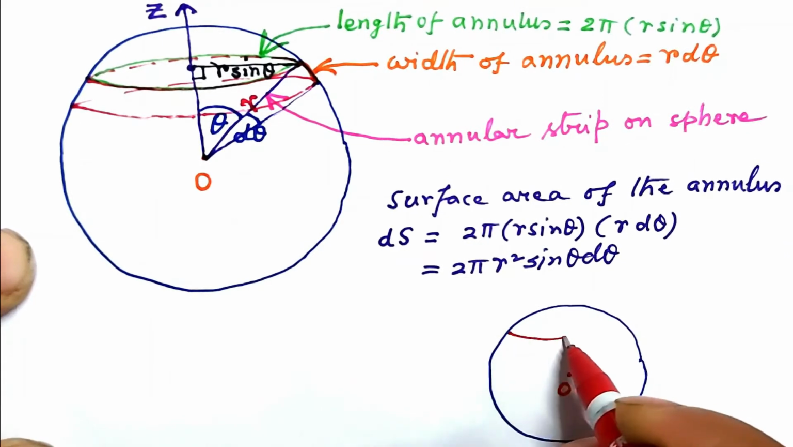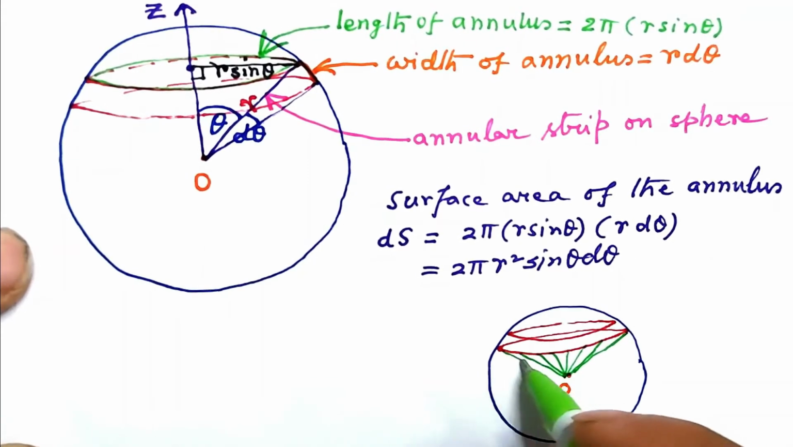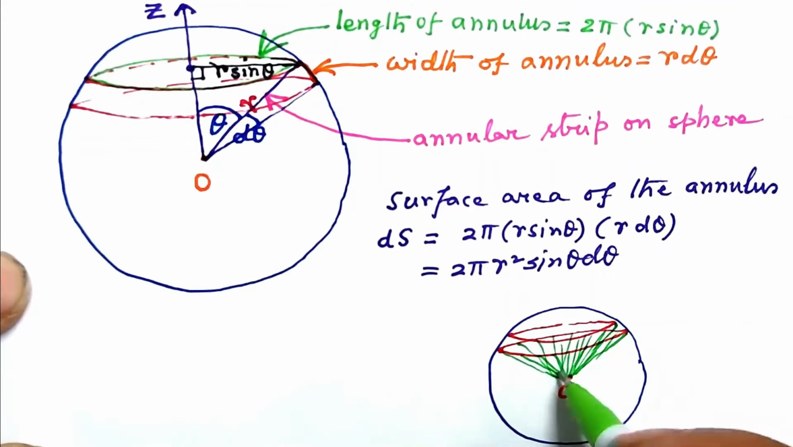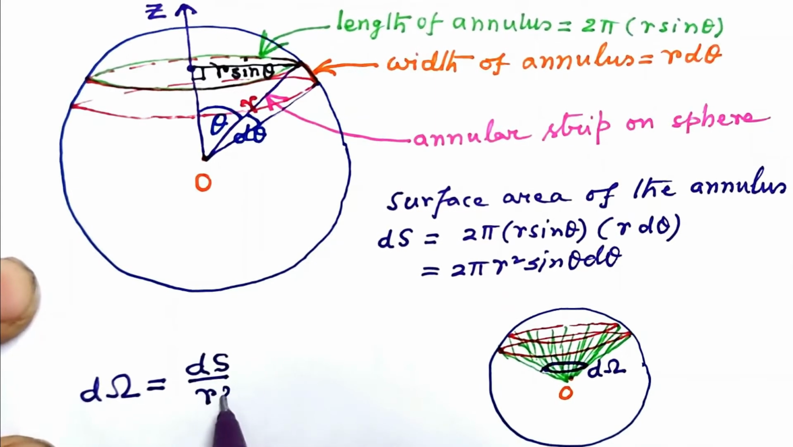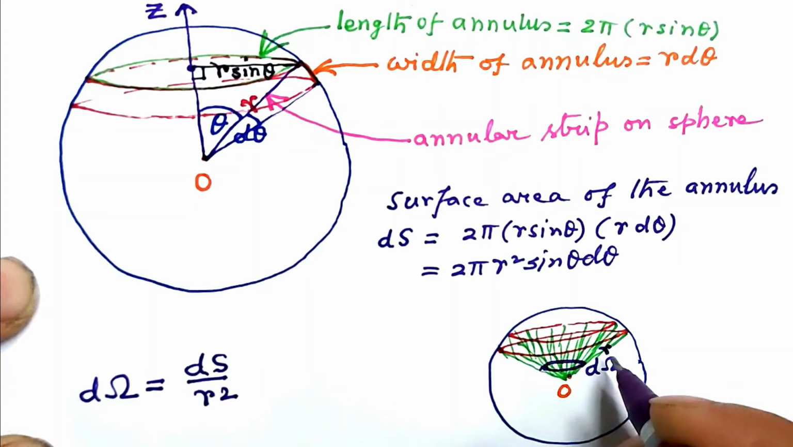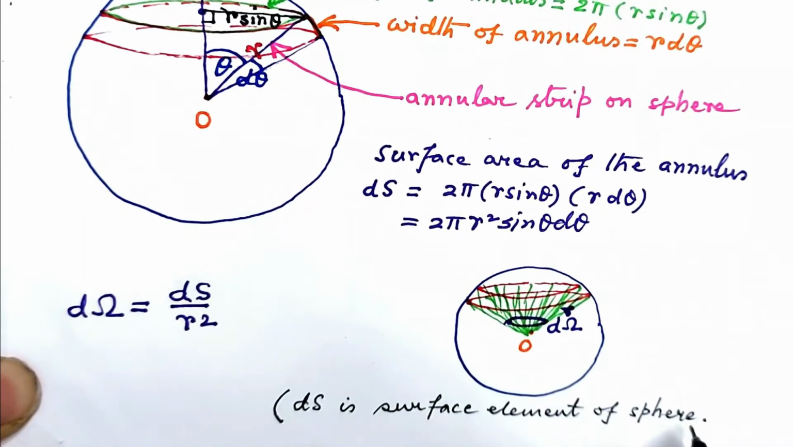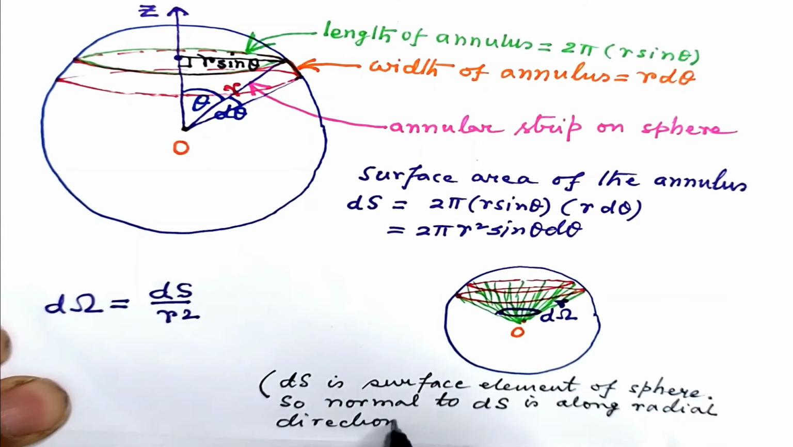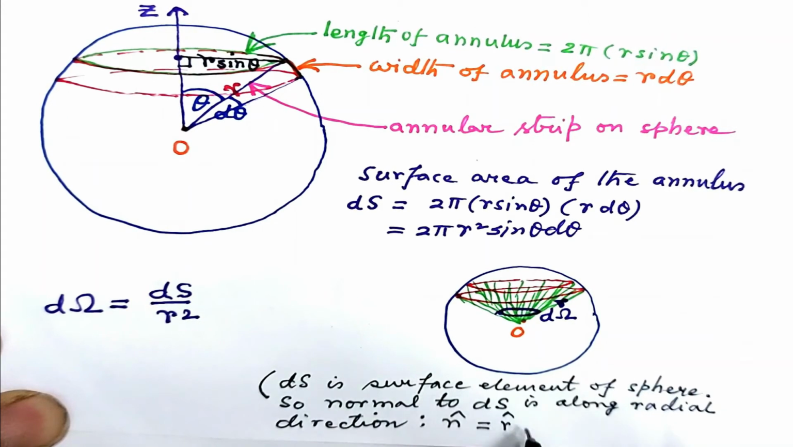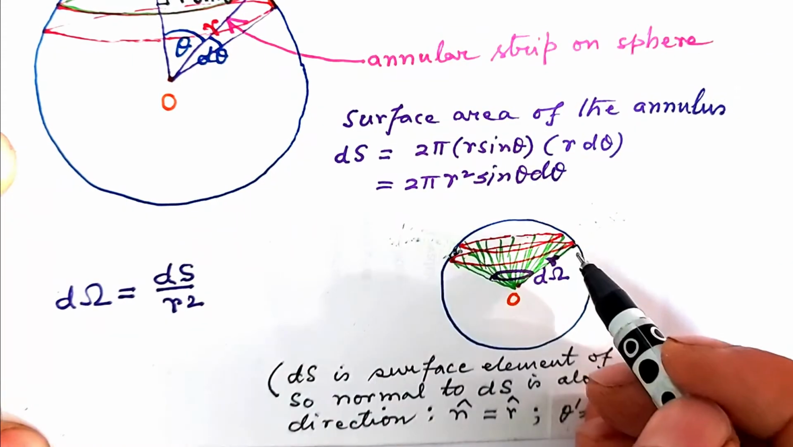Let us now show the formation of solid angle. This is the annular strip. Join the points on the strip to the center O. And the solid angle subtended by this elementary annular strip is d omega equal to ds by r square, where r is this distance, the radius of the sphere. We once again emphasize that ds is surface element of sphere, annular in shape in this problem. So normal to ds is along radial direction, that is n hat equal to r hat. If theta prime is the angle between n cap and r cap, then obviously theta prime equal to 0 and so cos theta prime equal to 1.